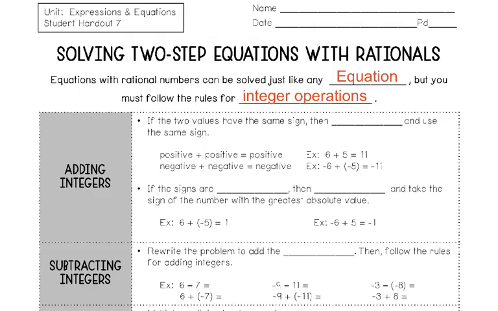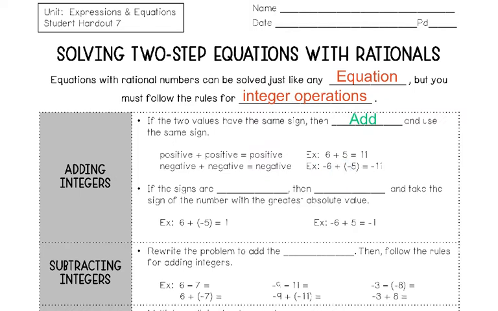Alright, so the first thing we can know is that equations with rational numbers can be solved just like any equation, but you have to follow the rules like we did for integer operations, and those are the adding, subtracting, multiplying, and dividing rules. Let's start with addition. If two values have the same sign, remember we need to add those values and then use the same sign. So for example, if you have $6 and you get $5, then you have $11.